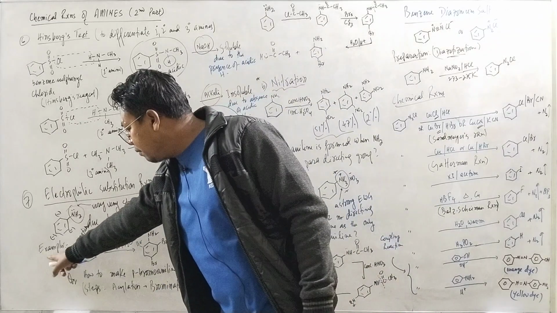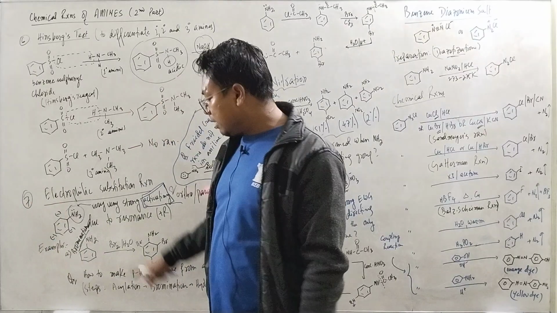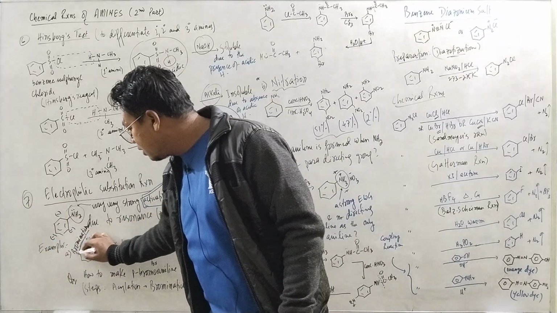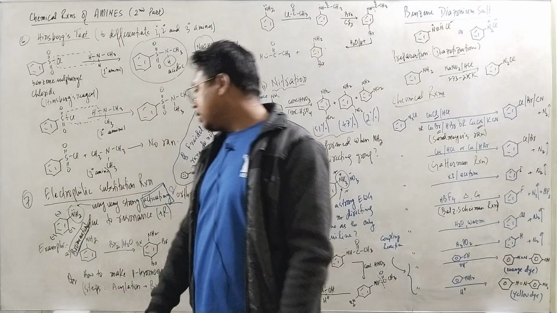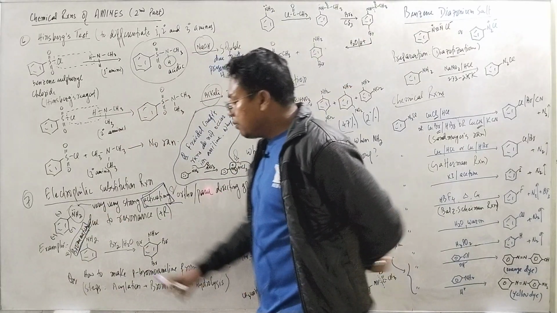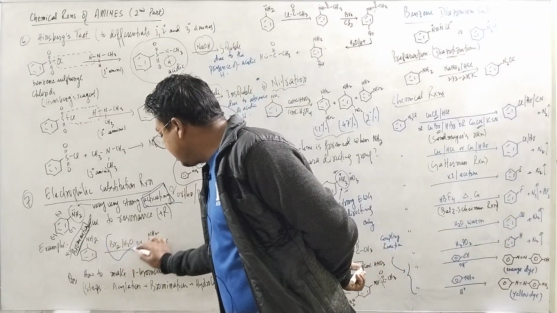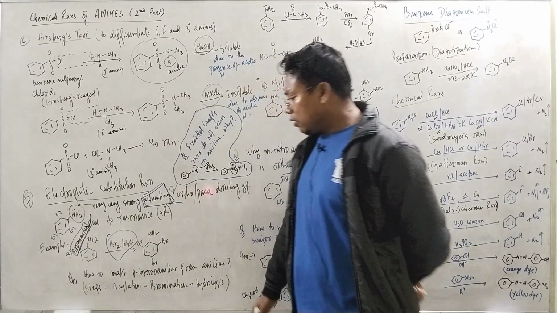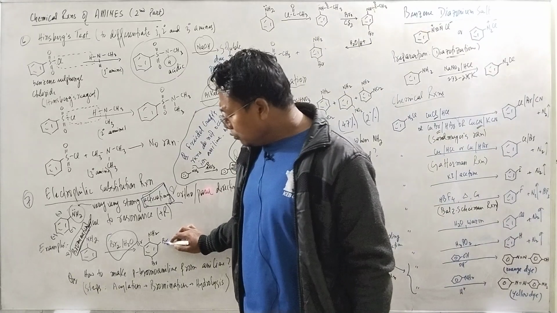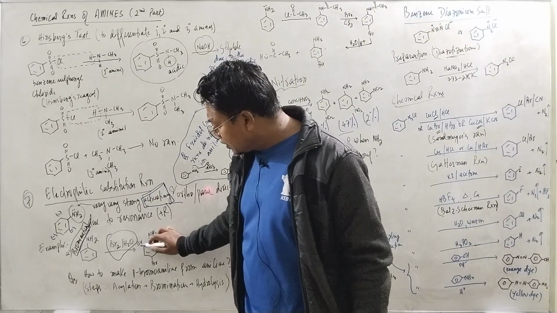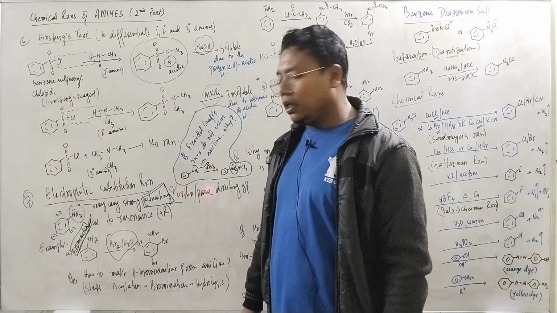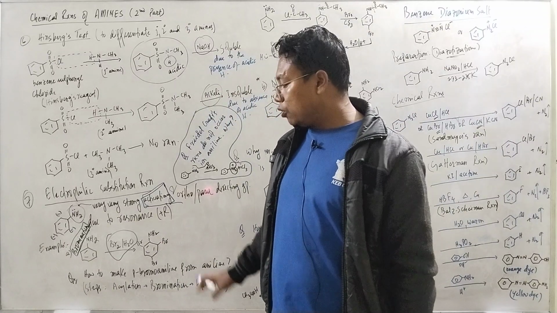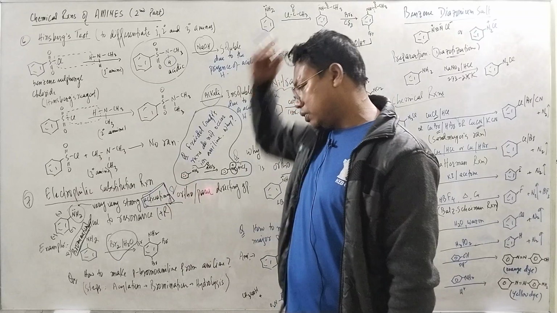So let me give examples of electrophilic substitution reaction. The first one is bromination. When aniline reacts with bromine water, we get 2,4,6-tribromoaniline as the product. In all ortho and para positions, bromine substitutes.